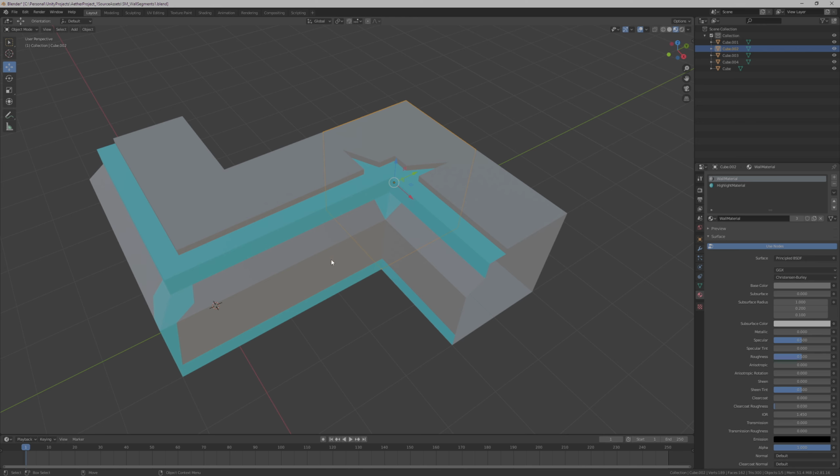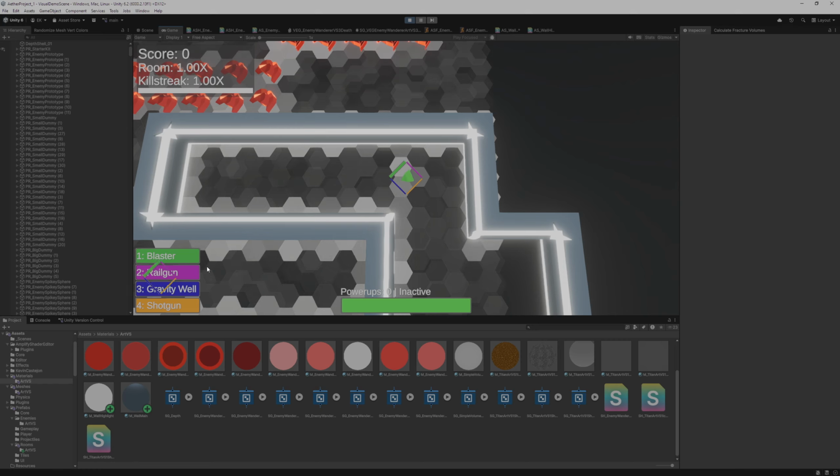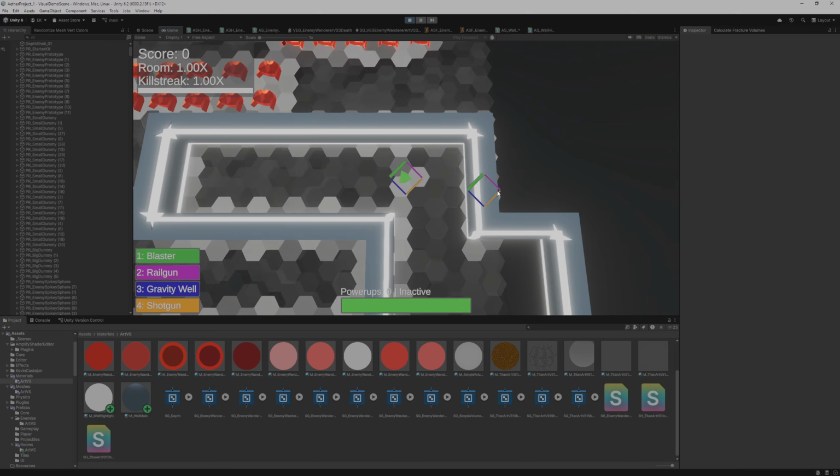I at least have an idea of what I'm doing now when I want to create more modular pieces like this. I think I can do it a lot quicker this next time around. But yeah, pain in the ass first time.